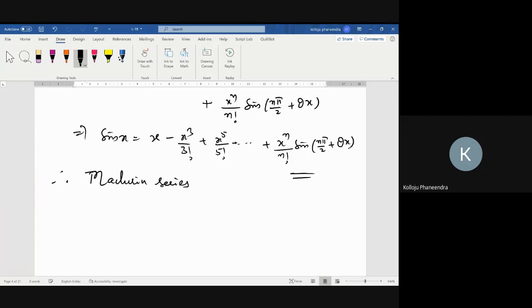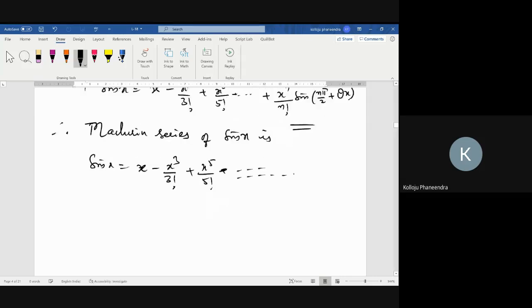Maclaurin series of sin x, no remainder term. So sin x equals x minus x cubed by factorial 3, plus x to the power 5 by factorial 5, and so on.